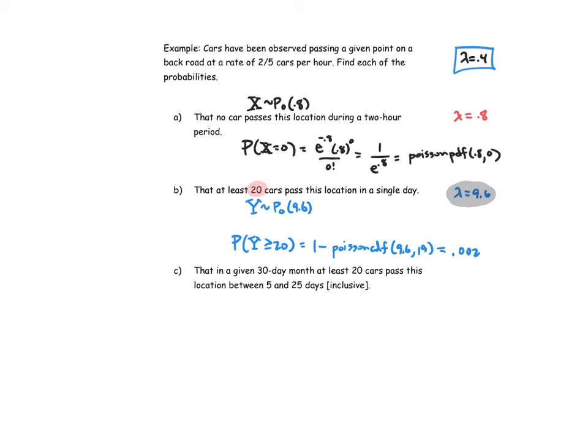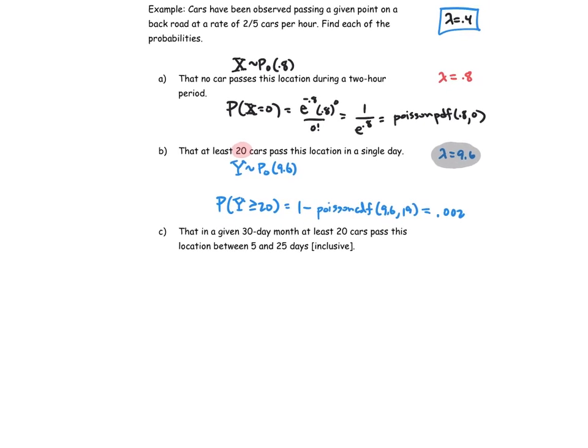Okay, so part C is actually really interesting. It says that in a given 30-day month, at least 20 cars pass this location between 5 and 25 days. We want to find that probability. Okay, so now this actually becomes binomial. It becomes binomial, and the reason why is because either cars pass this spot or they don't.